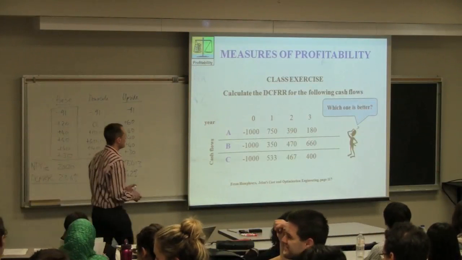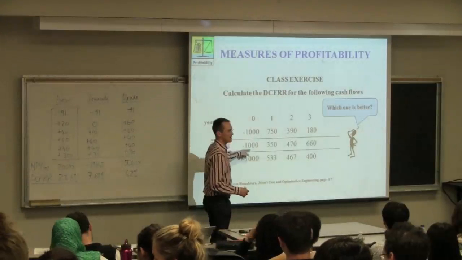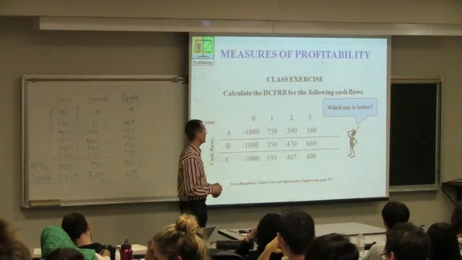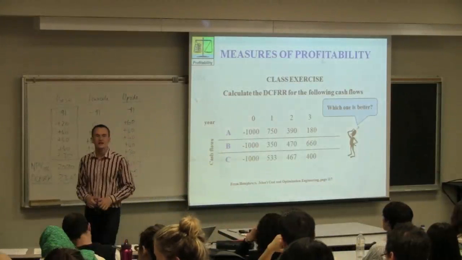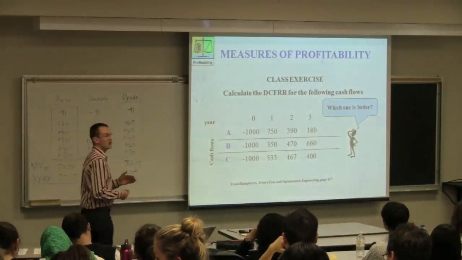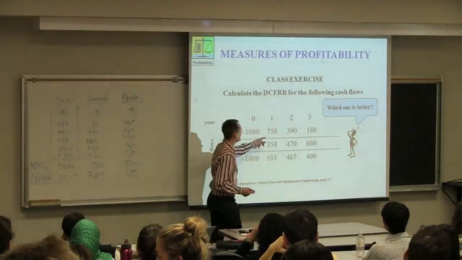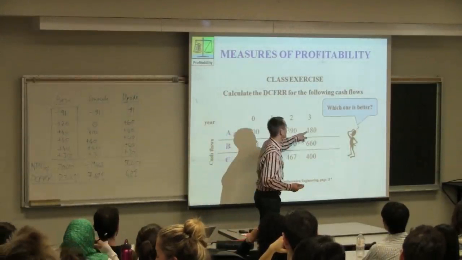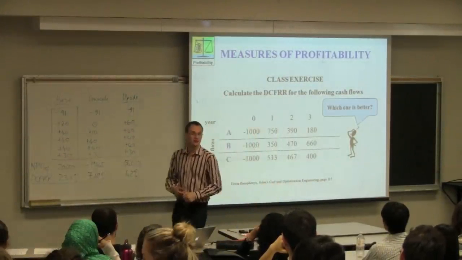So three sunk cash flows of $1,000 in the first year. Project A then has the following cash inflows in the remaining 3 years. You get a big chunk of money in the first year, then slightly less in the second year, and then increasing up into the third year.